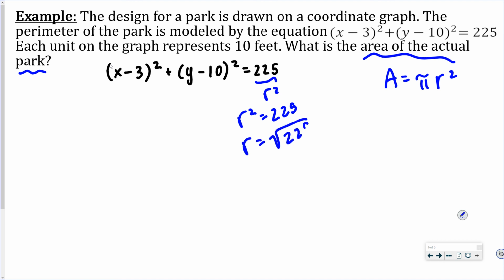Anybody know what that is? It is 5. So what I did before I plugged it into my area, I know my radius is 5 units on a coordinate grid. I times that by the 10 feet first. That's why I'm curious if you could do it after. So that each of those 5 units represents 10 feet. So my radius in terms of feet is 50 feet.